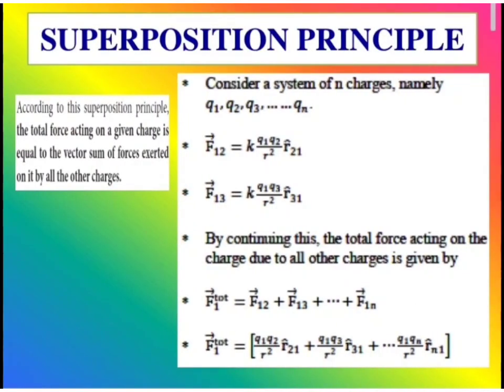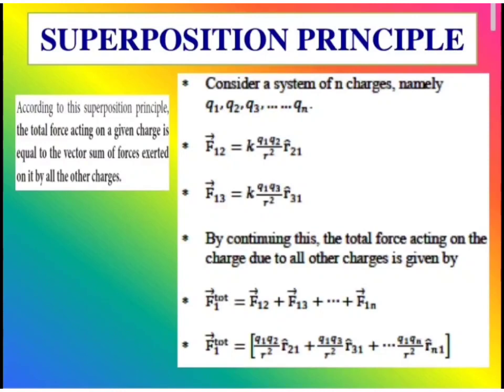Superposition principle. According to the superposition principle, the total force acting on a given charge is equal to the vector sum of the forces exerted on it by all the other charges. Consider a system of n charges, namely q1, q2, q3 up to qn. The force on charged particle 1 due to the second charge is equal to k into q1 q2 divided by r square r21 cap. Similarly, the force on charged particle 1 due to the third charge is equal to k into q1 q3 divided by r square r31 cap.